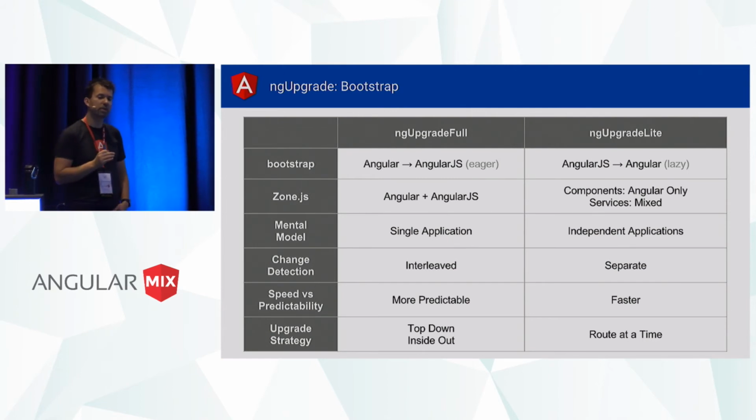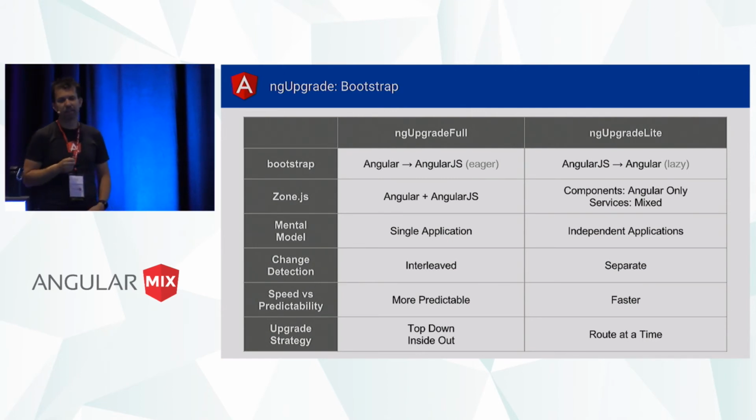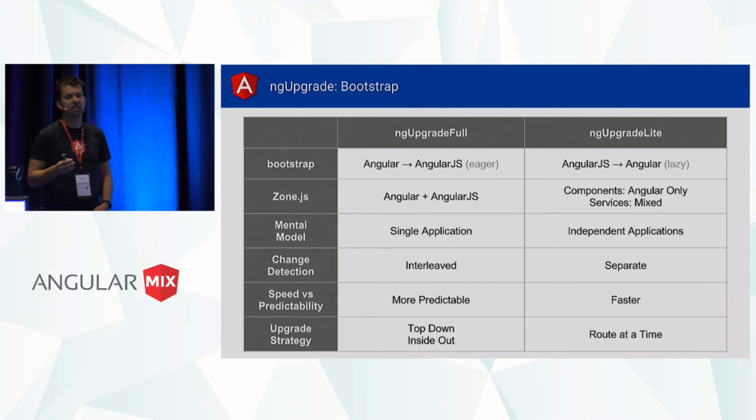So both of the frameworks have to be available on the page at the same time. Whereas if you look at ngUpgrade Lite, there we bootstrap AngularJS independently, and we can usually bootstrap it first. And then we can lazily, perhaps when you visit a specific route, and only that particular route is implemented using Angular, only then do we need to bootstrap Angular itself.